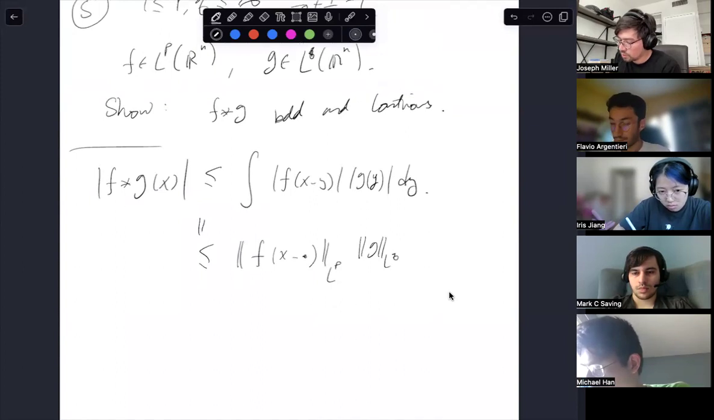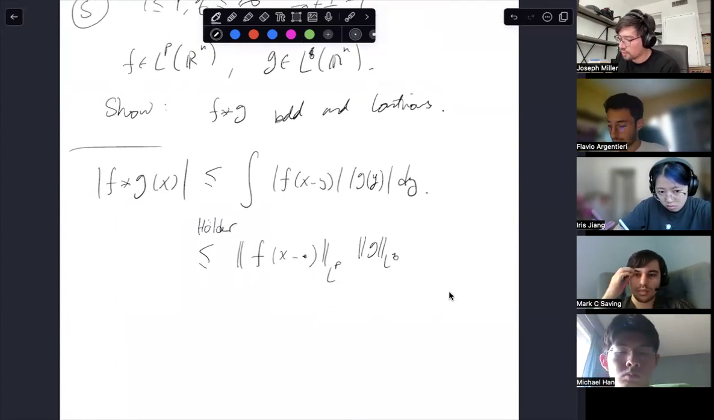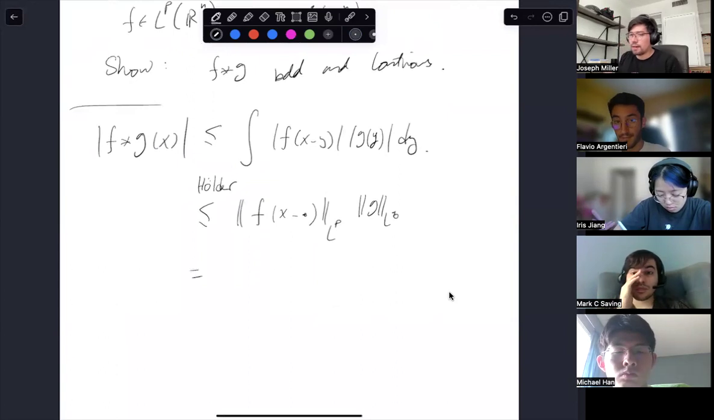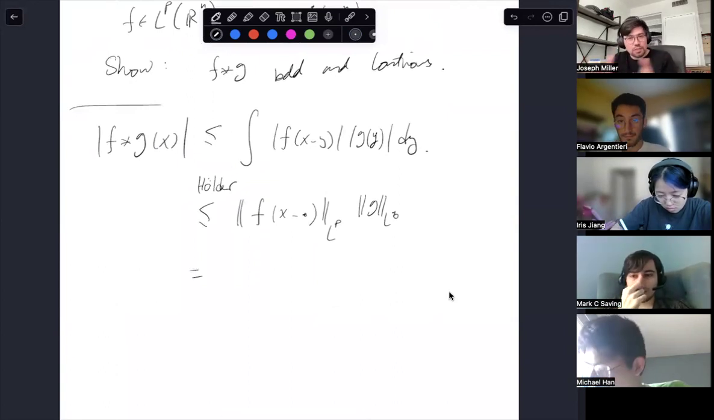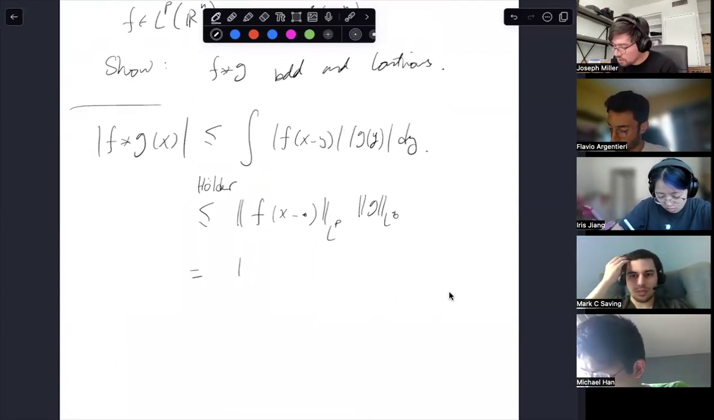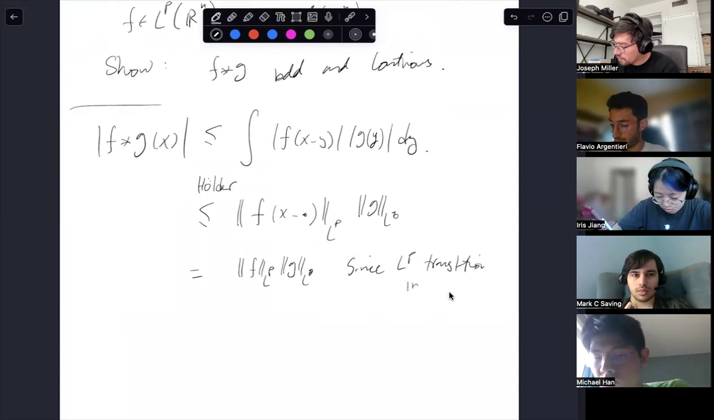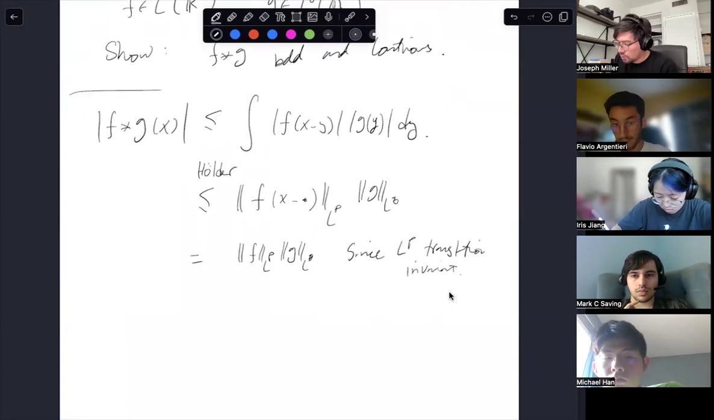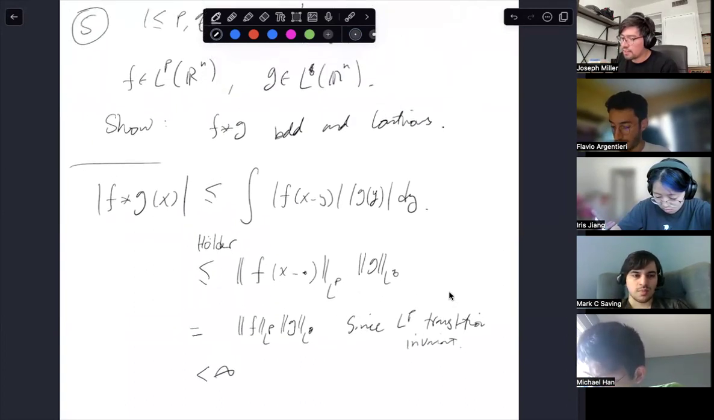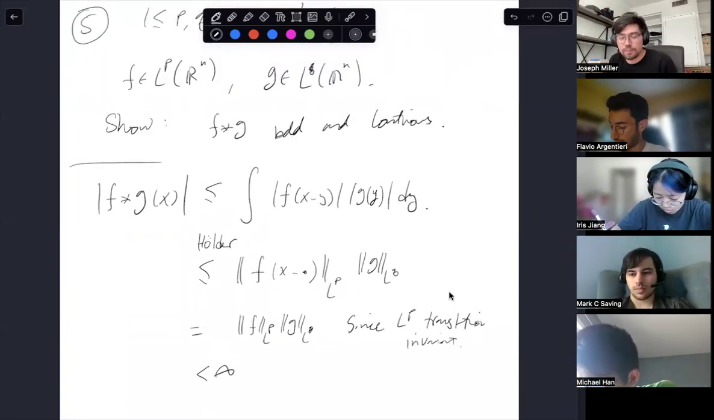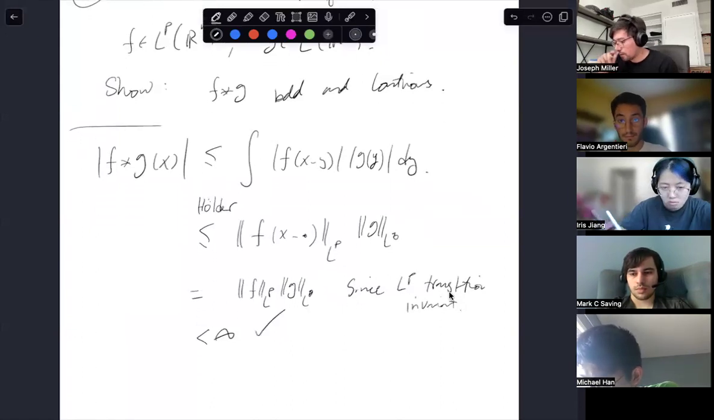All right, so this is Hölder. This holds for any Lp and Lq. And I know that Lp spaces are translation invariant, so this is actually equal to the Lp norm of f times the Lq norm of g, since Lp is translation invariant. Okay. So I know by my assumption that they're in Lp and Lq that this is finite. So I'm good there. I've checked that it's bounded.